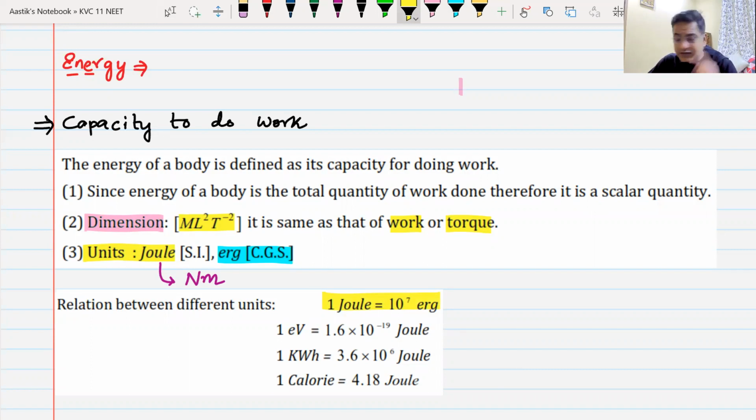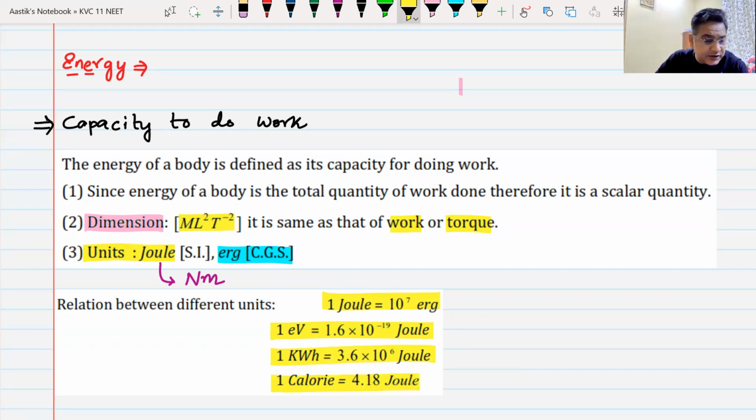Then there is one more unit, 1 electron volt. This will come in the chapter on electricity or modern physics. So 1 electron volt is 1.6 × 10⁻¹⁹ joule. 1 kilowatt hour is 3.6 × 10⁶ joule. 1 calorie is 3.18 joule. This unit will come in your chapter on heat or thermodynamics. So you must remember all these forms, all these conversions of energy from one unit to the other unit.